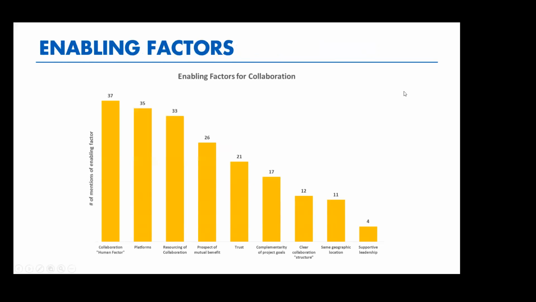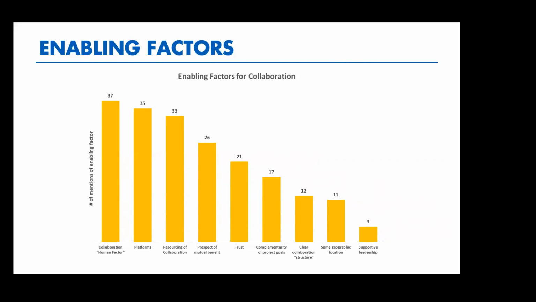Okay. So what we found from our survey, we were able to identify a number of different enabling factors. So these are the factors that allow a collaboration to be successful or to be productive. So we identified 9 major areas, including collaboration human factor. I'm going to elaborate on that.